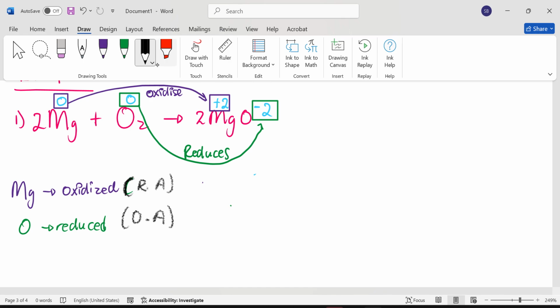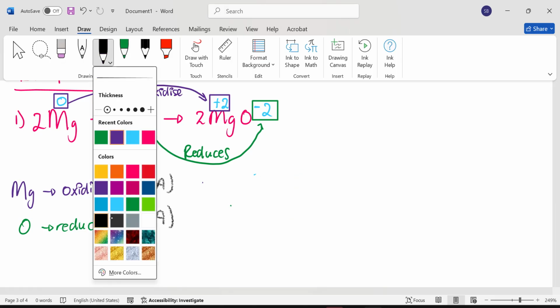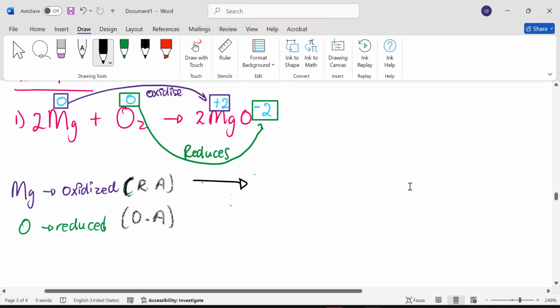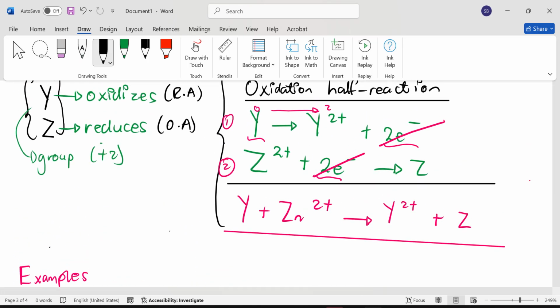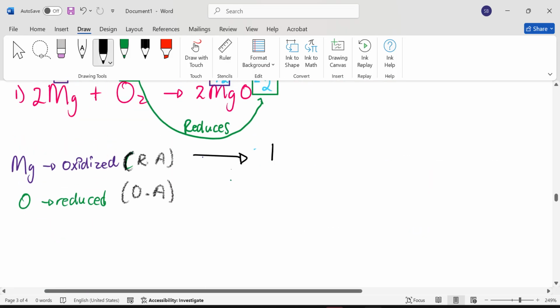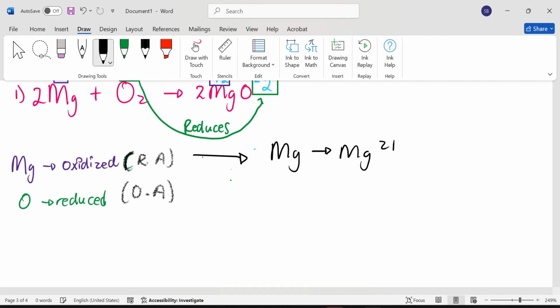Alright, so now we must write down the reduction and oxidation half reactions. We're going to start with the oxidation half reaction. So this one is for magnesium, the one that oxidizes. Now notice the form that it takes. It's always the pure form first, then the element with the charge, and then the number of electrons that it lost. Since magnesium is a 2 plus, we say Mg gives me Mg2+. How many electrons did it lose? Because of the 2 plus, that means it lost 2 electrons.